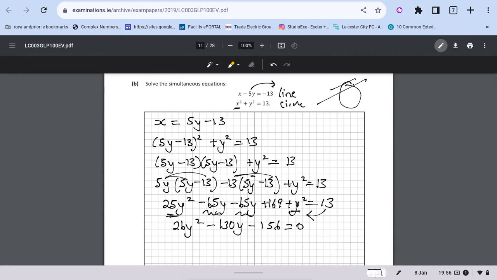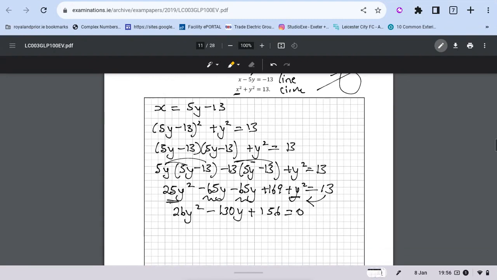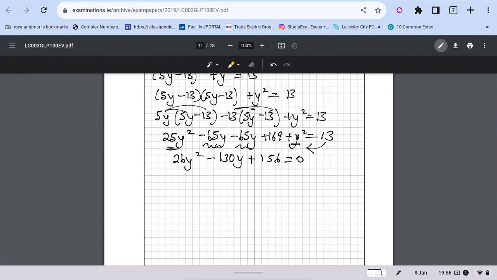Equals 0. Now you could divide everything by 26 to make things easier for yourself. It's plus 156 there. Or do your minus b formula. I'll just do my minus b formula because that's the way I've taught it to you as a class. So work out my a, b, and c. a is 26, b is minus 130, c is 156. Write down your formula, and plug in the values.